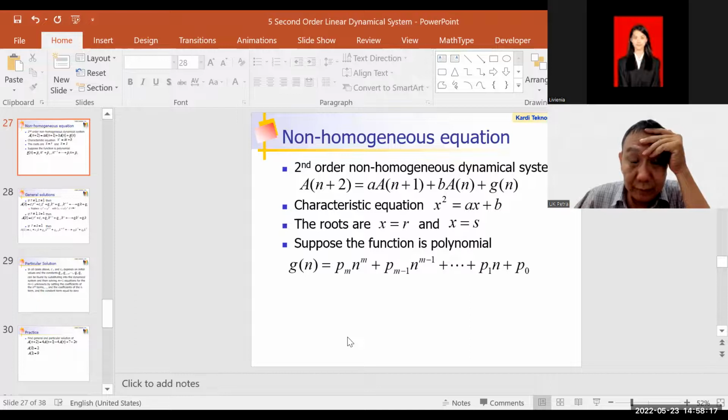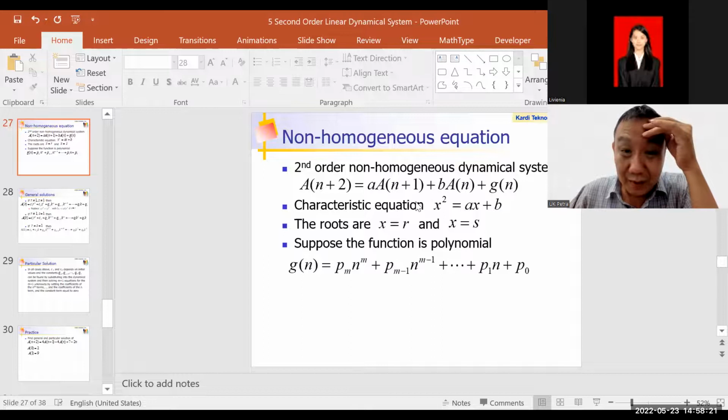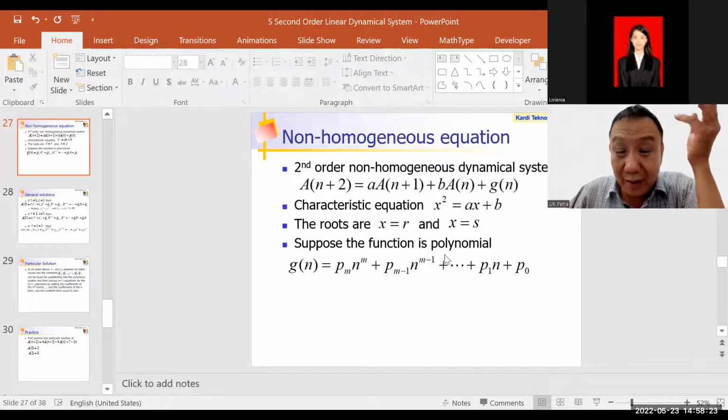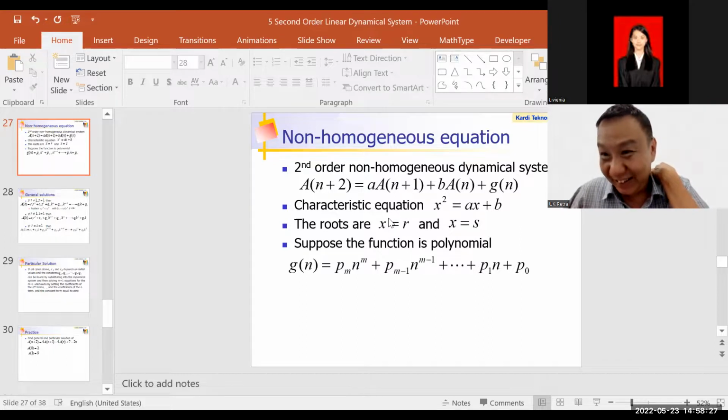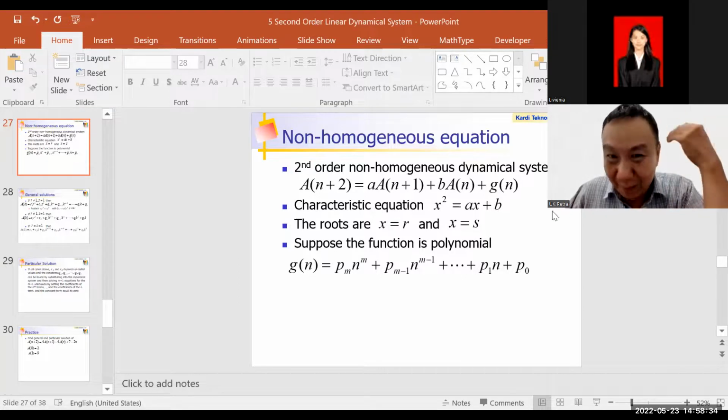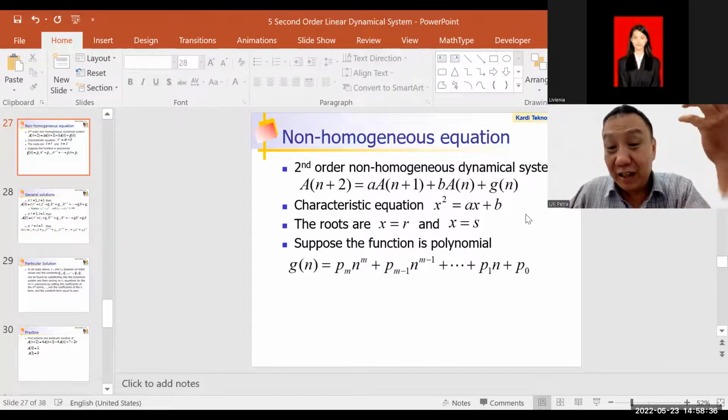Isn't it the same with the state space? Yeah, it's the same. Okay, it's exactly the same. The difference is now I want to put this into matrix.